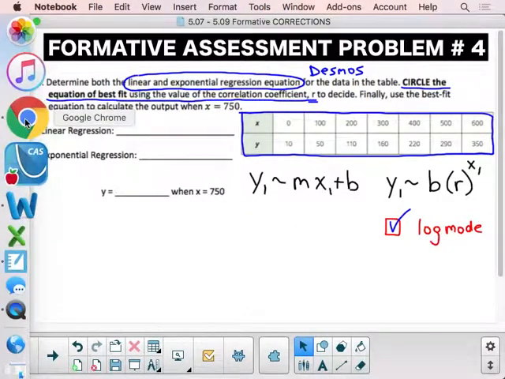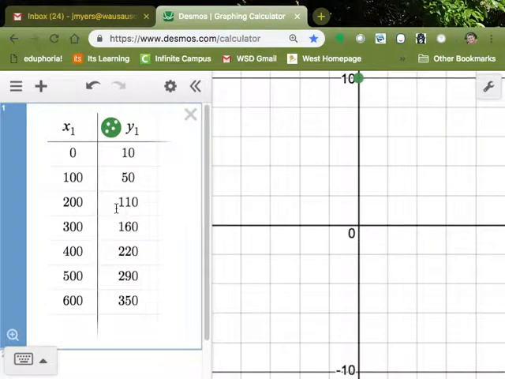Now I go ahead and go to Desmos. Now I've already got the data entered in. If you want to go step by step, you could pause the video and go ahead and enter the data. Once you have the data entered, you hit plus sign and you create a table, enter your data. You go over here and I can't see anything but 1 point. 0, 10 is the only point I can see right now. I want to adjust my window.